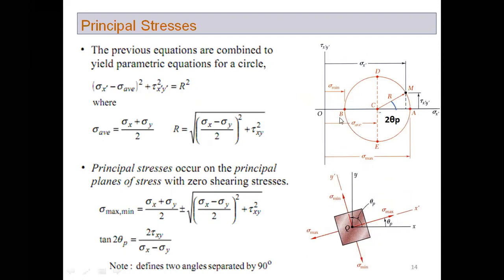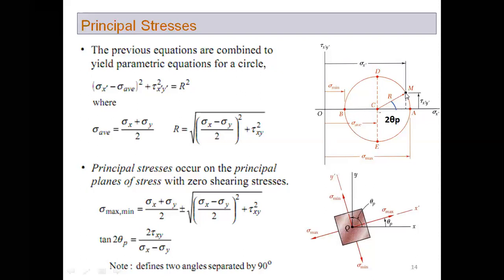For example, this point represents the stress value for maximum normal stress. Here at this point A, the normal stress is maximum. Here at this point B, the normal stress is minimum. Sigma maximum is at point A. Sigma minimum is at point B. Similarly, the maximum shear stress is at point C. The minimum shear stress is at point E.